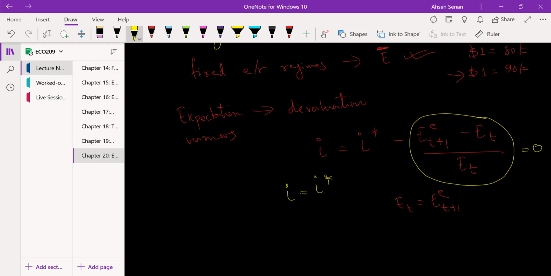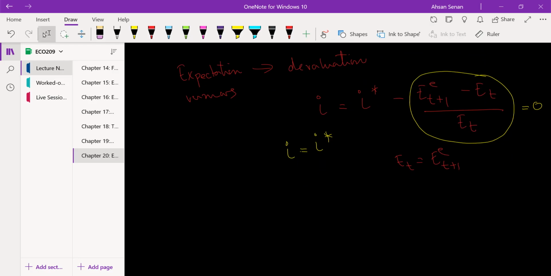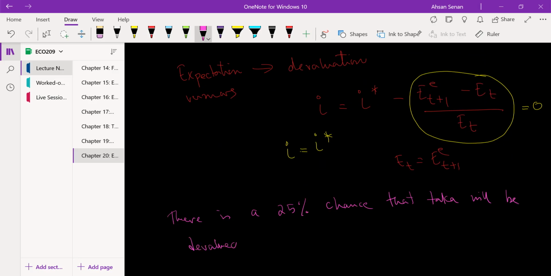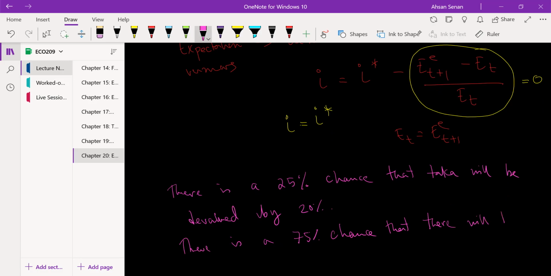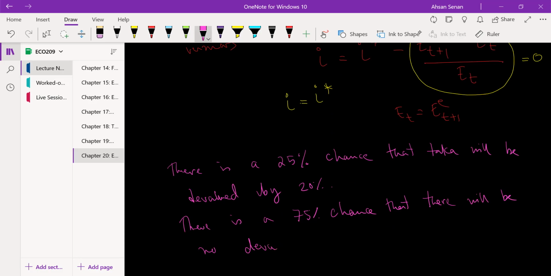That's how the interest rate parity is maintained, right? Now suppose that there is this rumor that there is going to be a devaluation. Of course, if there is a rumor, there is no certainty. So suppose economic agents believe that there is, let's say, a 25% chance that the taka will be devalued by let's say 20%. That also means that investors believe that there is a 75% chance that there will be no devaluation. They both mean the same thing.